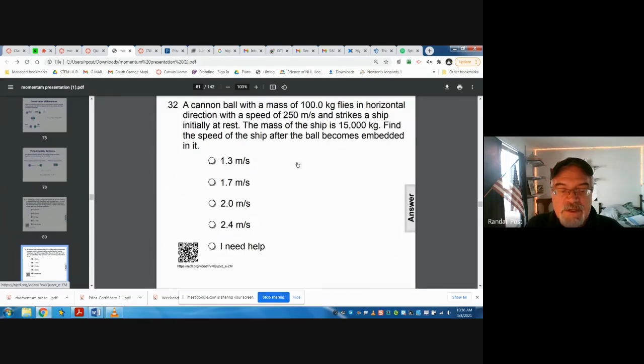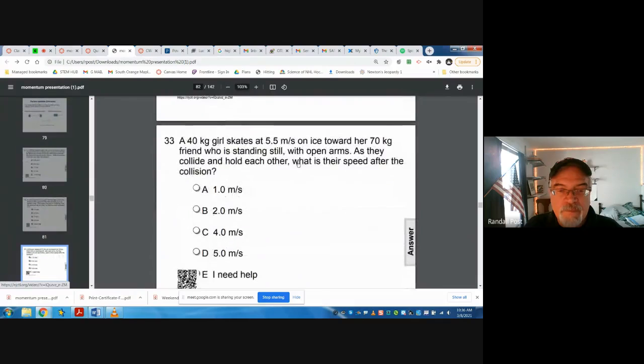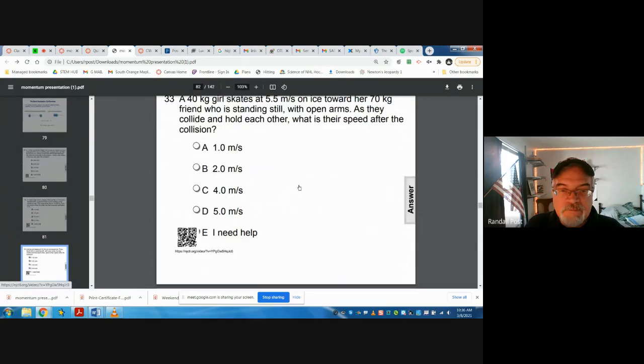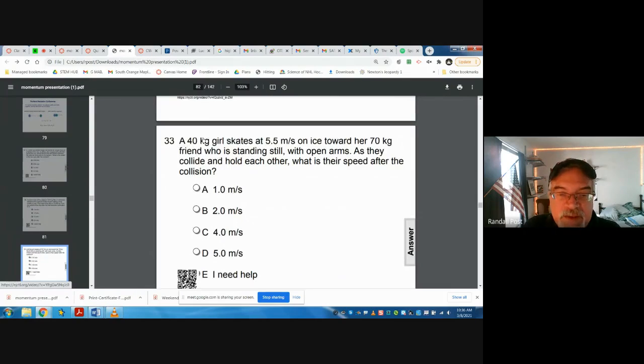Okay, here's a similar question. Here's one where we have a skater on ice skating towards her friend who is standing still. And as they collide, they hold on to each other. Well, now you know how to calculate their speed after the collision.